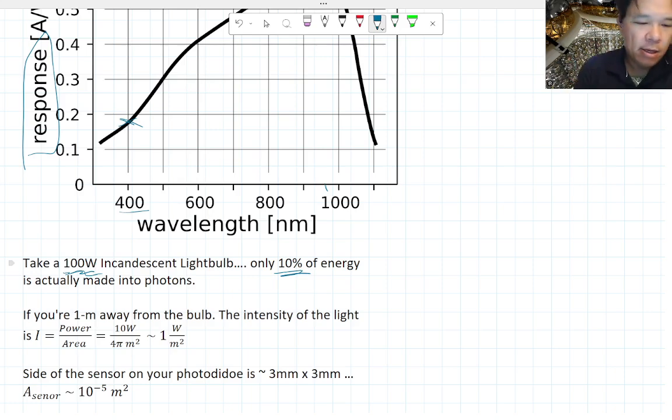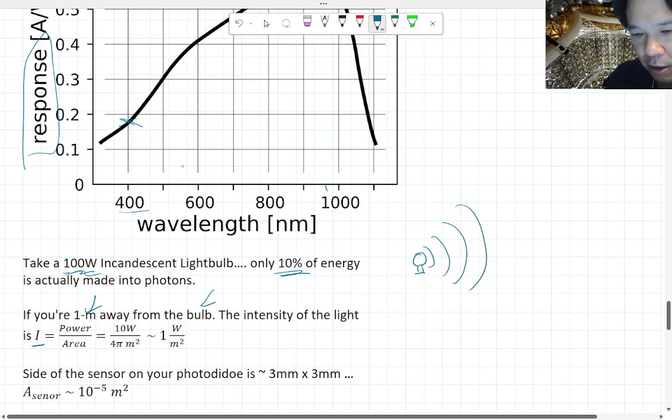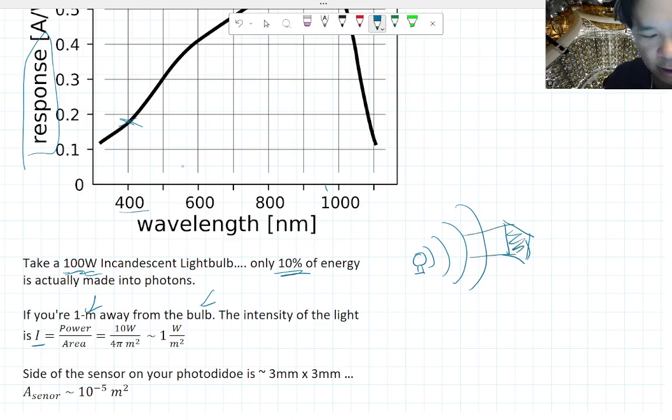So if we're 1 meter away from a light bulb, the intensity, going back to general physics definitions, is the amount of power that you get per area. So I'm going to draw this. You have a little light bulb here, and the light goes out. If you have a 1 meter by 1 meter sensor here, the intensity tells you how much power you get per unit area.